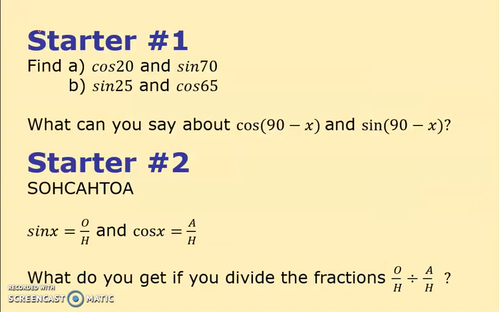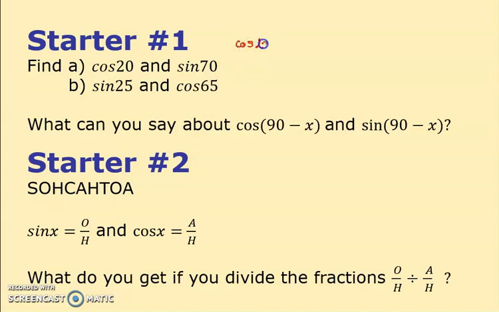So we've got a couple of starters for you. The first starter says, type into your calculator cos 20 and sine 70, and then also do sine 25 and cos 65. I'll let you do it at the same time as I do it. Make sure your calculator is in degrees like mine is. You know it's in degrees because it's got a D at the top.